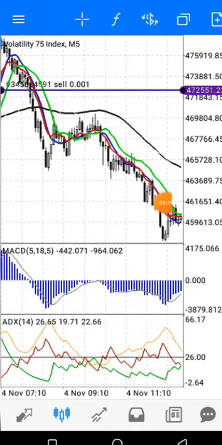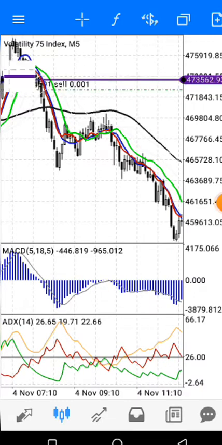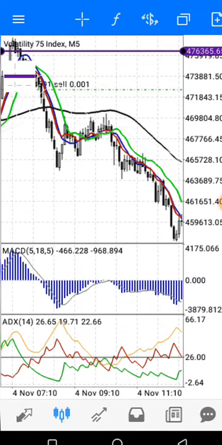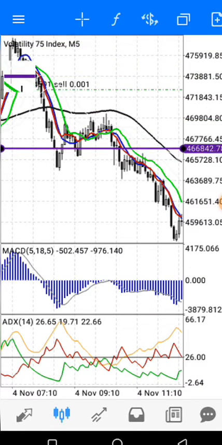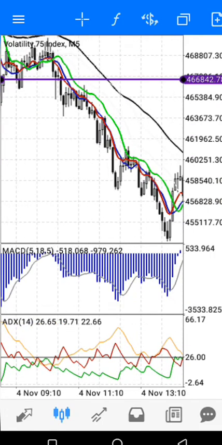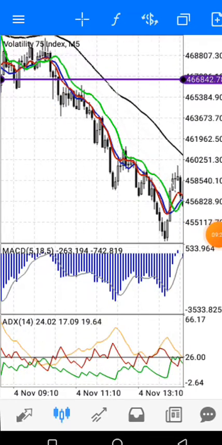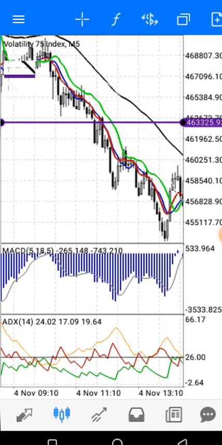Then you shift your stop loss from here, the stop loss that you put for here, you shift it to here. That means if the market goes against you and hits here, the trade will close and you will be in profit. You will not lose anything. Then if the market didn't touch here and sold again, you shift your stop loss again.